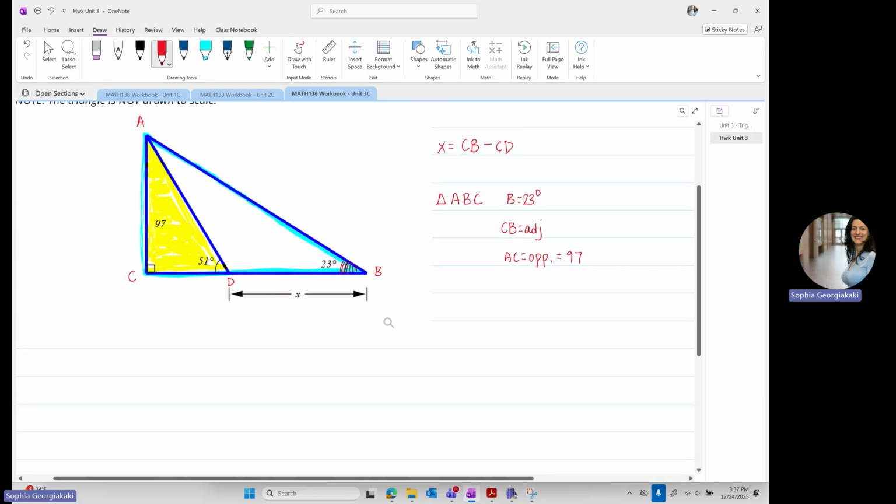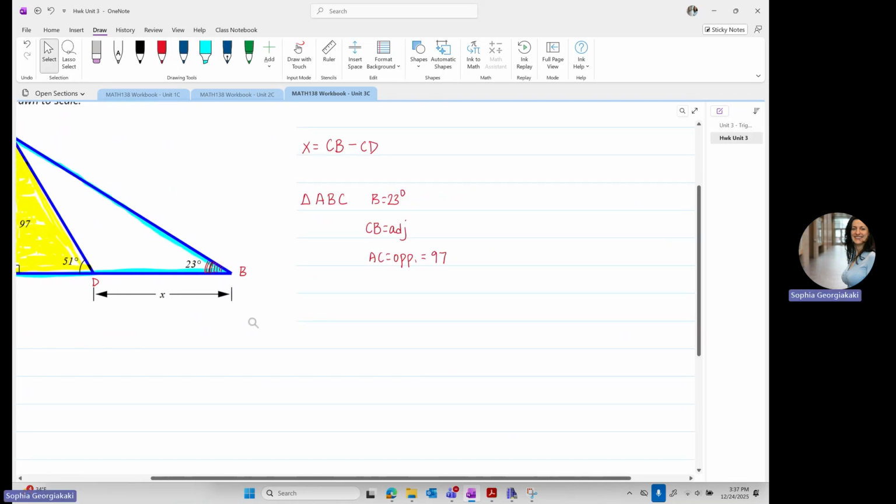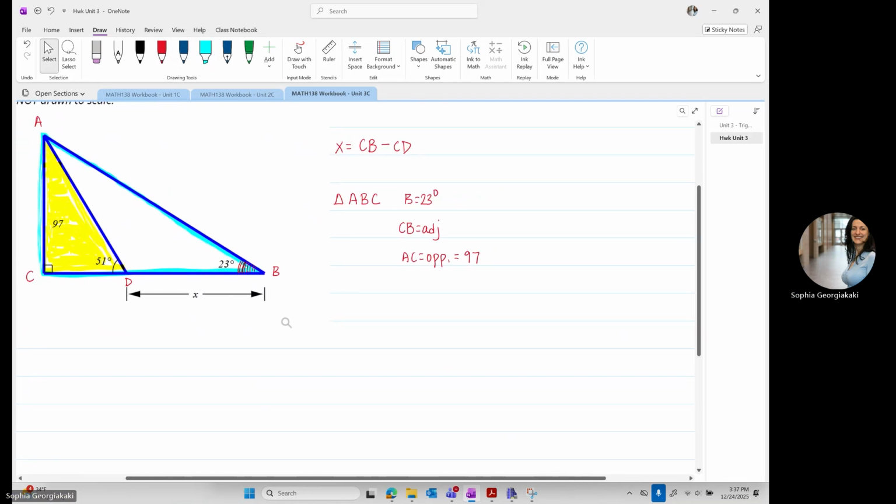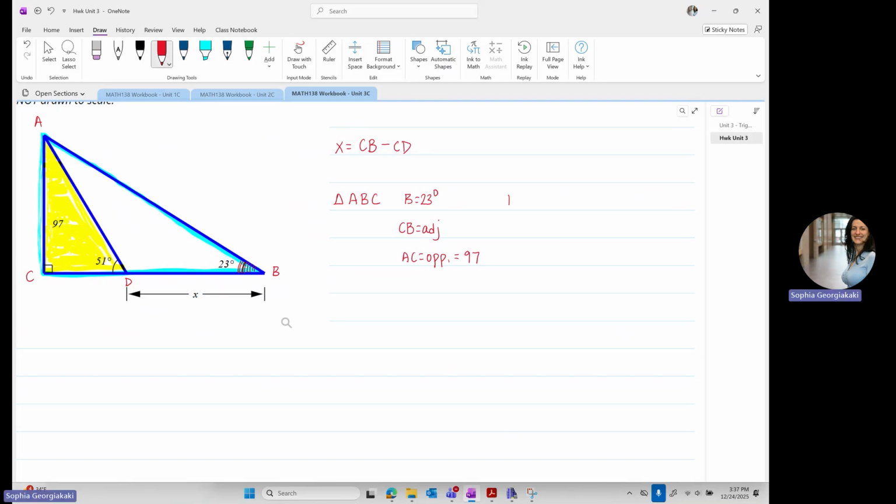The opposite is 97. So I'm going to do tangent of 23 degrees equals opposite over the adjacent. And if you remember from the previous examples, I'm going to multiply by the adjacent and divide by the tangent of 23. The adjacent, which is CB, will be 97 divided by the tangent of 23 degrees.